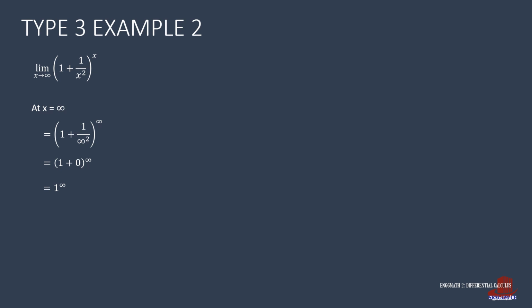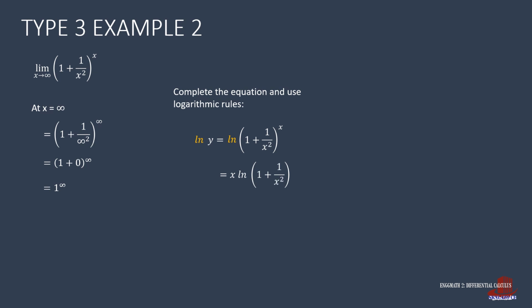Having proven that we indeed have a type 3 indeterminate form, we start the evaluation by completing the limit. Assume y is equal to the quantity 1 plus 1 over x squared raised to x. By inserting ln on both sides, we get ln of y as x times ln of the quantity 1 plus 1 over x squared.